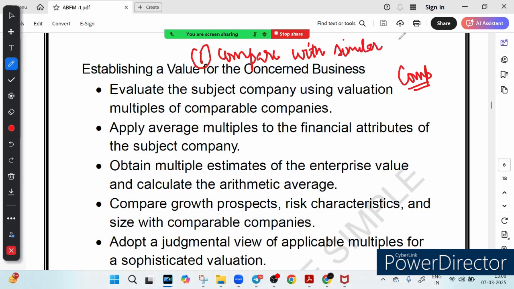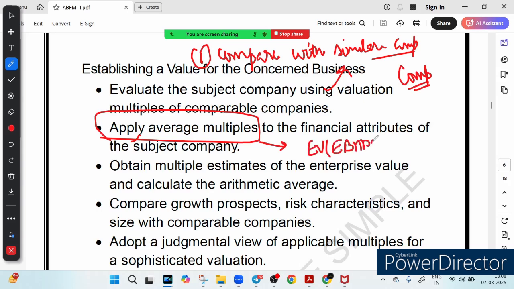The second step is that you apply the average multiple. Remember EV upon EBITDA, EV upon sales, EV upon book value. So remember these values we calculated earlier. We apply those averages to the company we are valuing to get an estimated price. And then we refine the estimate.